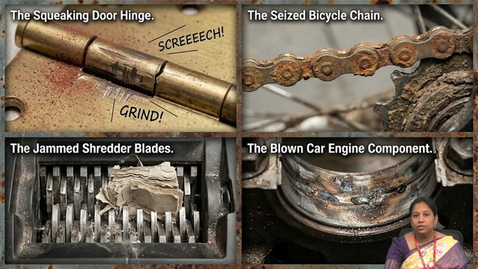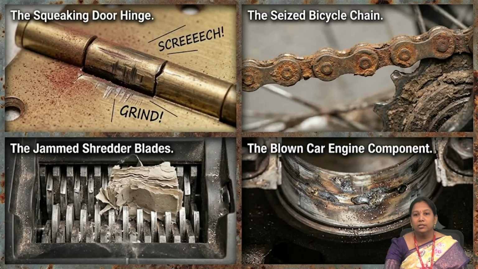Dear students, just think about these examples which we will see in our daily life. A squeaking door hinge, or when you are cycling getting a horrible noise from the chain, or a jammed studded blades, or even a component of a blown car engine. In all these cases, we'll find a lot of disturbance which makes the machine or the equipment unable to run smoothly.